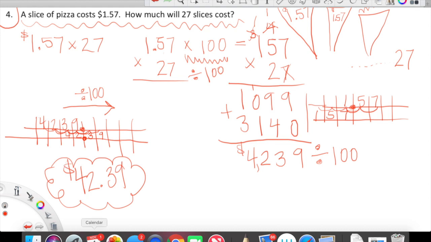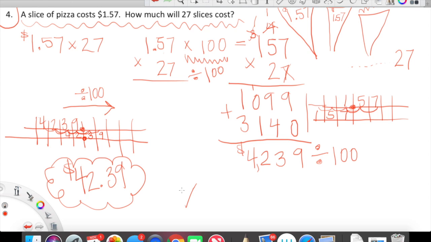I want you guys to tell me tomorrow for the secret word, what is the opposite of multiplication? What is the opposite of multiplication? And what is that fancy word that I used to express opposites? It starts with an R.